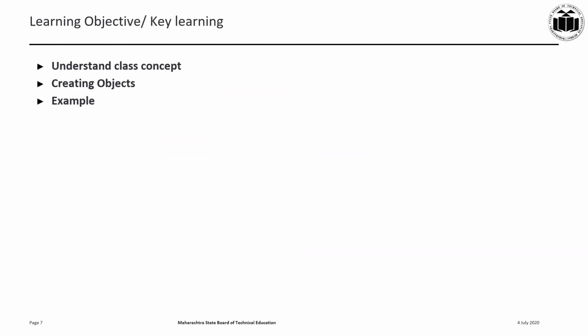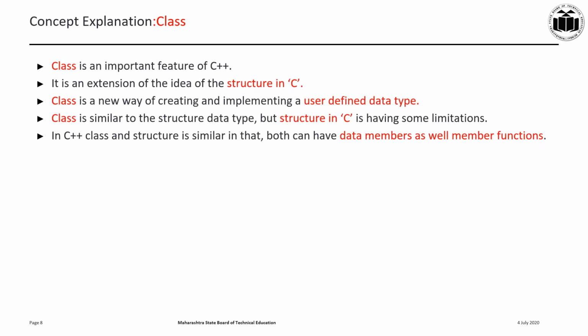So the key learning concept is class, creating objects and examples. Now we will see class. What do you mean by class? Class is an important feature of C++. As in unit 1, you have already learned some basic concepts about the class.